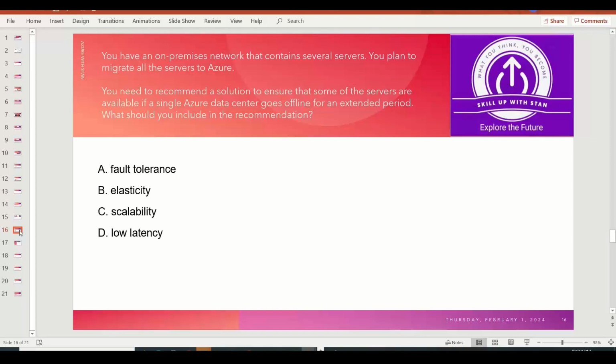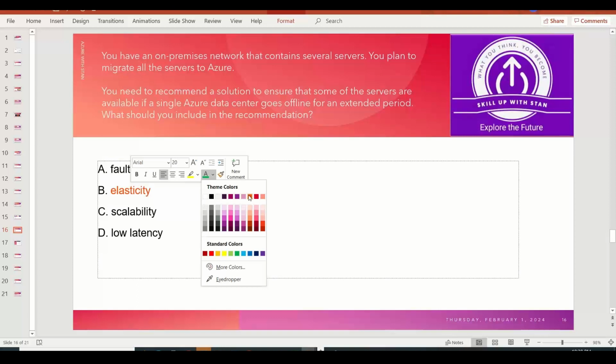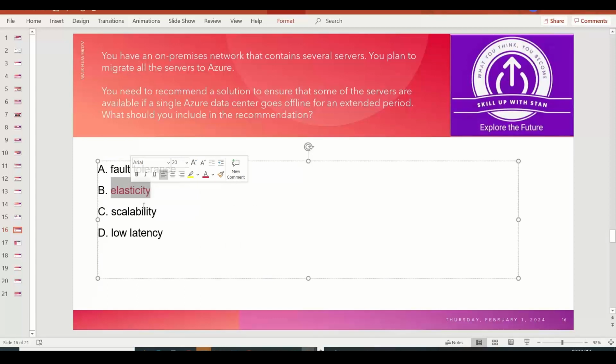Elasticity is like adding more virtual machines whenever needed, or adding additional capacity or an additional network adapter on the fly. These are all not going to help with data center level failures. And scalability, again, is mainly auto scaling. Whenever there is an increase in load, your virtual machines will increase and decrease, so this is also not going to help with data center level failure. And low latency is about network traffic and speed.